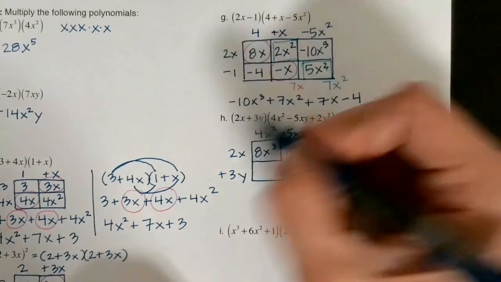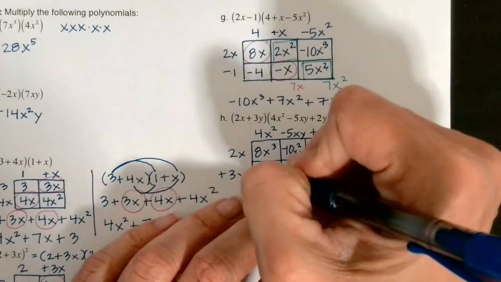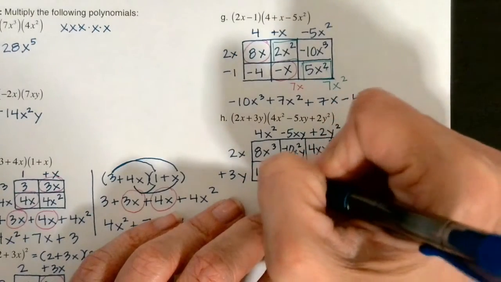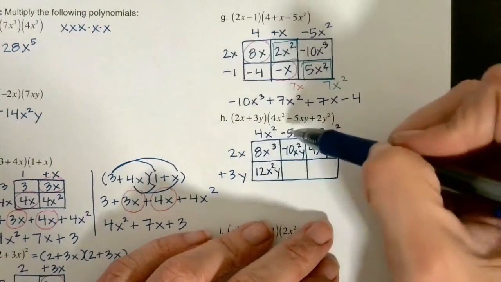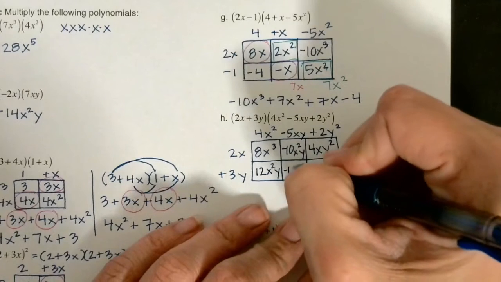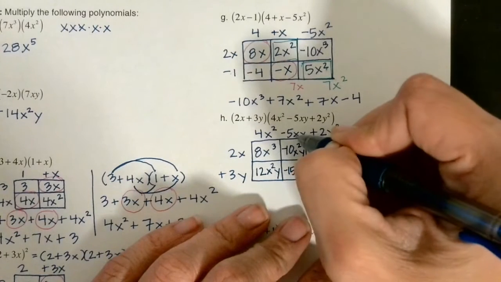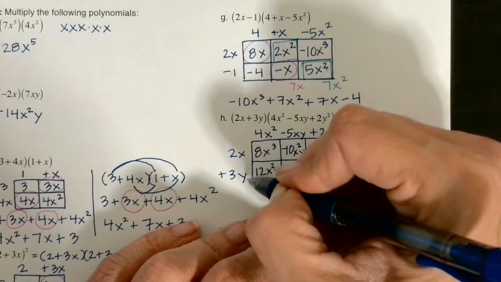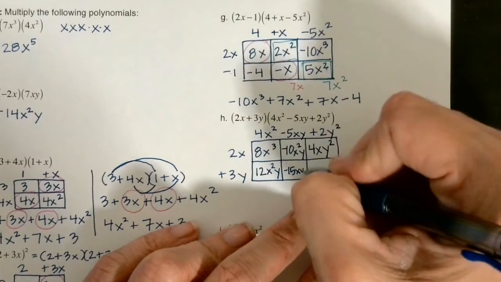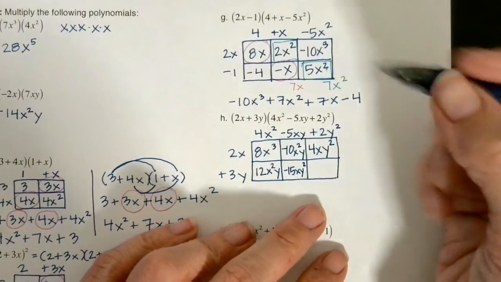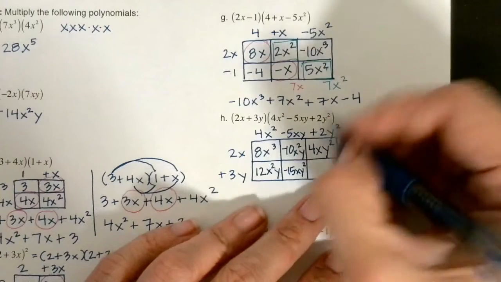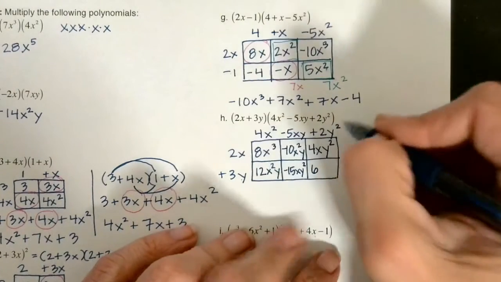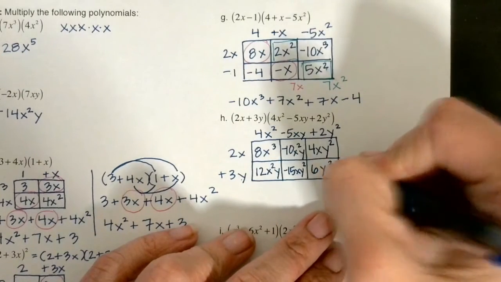Okay, next one, 3 times 4 is 12, so we have x squared y. 3 times negative 5 is negative 15. Then we have the x from here and a y times a y from here, which would give me y squared. And then I have 3 times 2, which is 6, and y times y squared, which is y cubed.